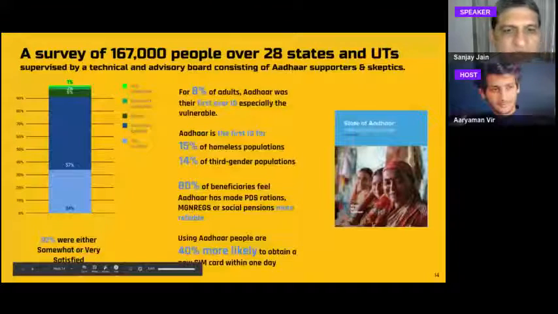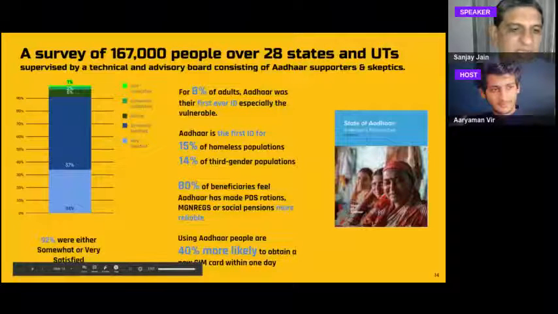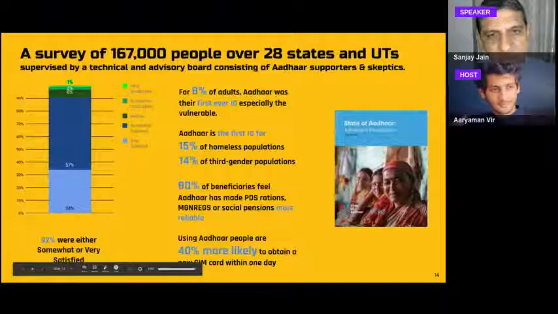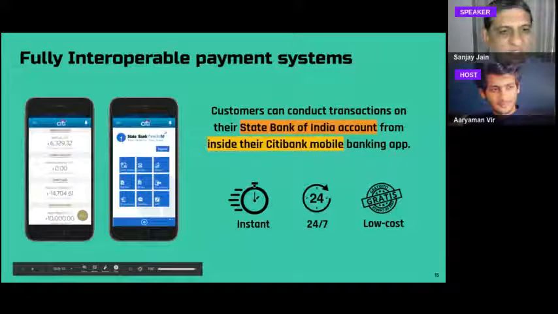This, of course, was accompanied by a lot of folks who are trying to understand what's happened in India. So there's this group which created something called the State of Aadhaar, which went out to look for data that would tell them what Aadhaar was, how it was working, and what the people were responding with. About 92% of the people said that they were either satisfied or very satisfied with the way Aadhaar was working. For about 8% of the adults, this was their first ever ID. It was the first ID for homeless populations, for third genders, and most of the folks felt that it made PDS more reliable. UPI was the other big piece that happened over the way.